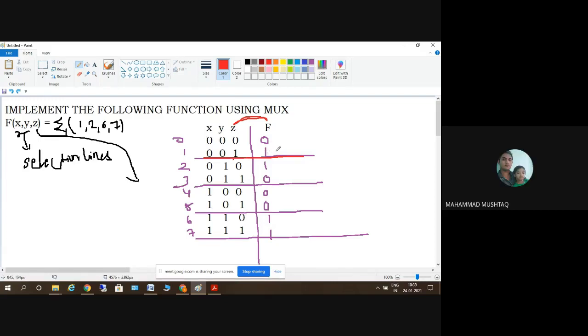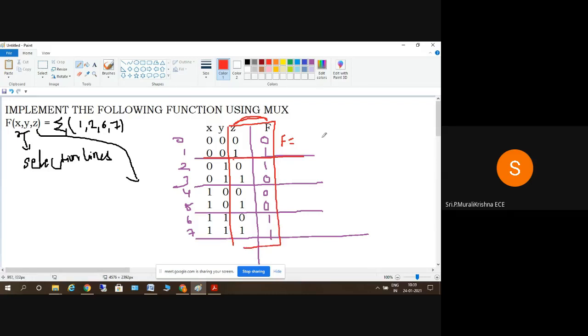So check these two values when selection lines are equal to 0, 0. The value of f is equal to 0 when z is equal to 0, and f is equal to 1 when z is equal to 1. The meaning of this is that f is equal to z. Only f and z have to be compared.